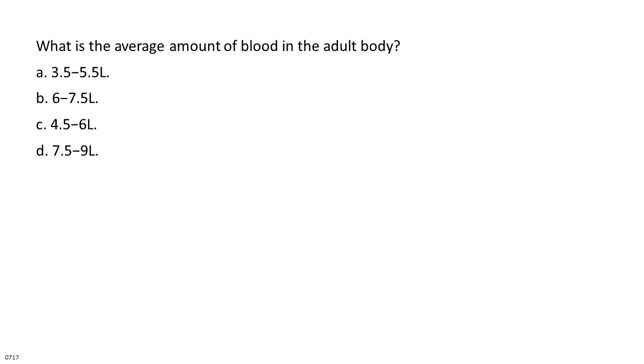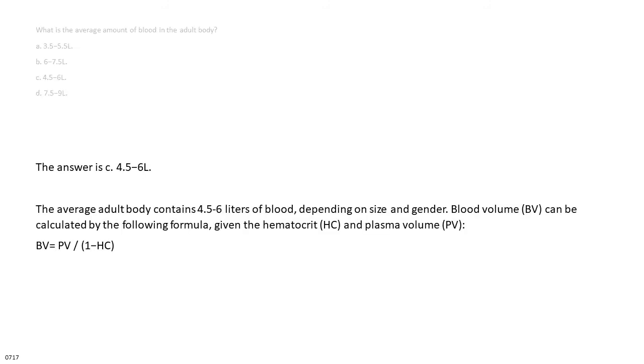What is the average amount of blood in the adult body? A. 3.5 to 5.5 liters. B. 6 to 7.5 liters. C. 4.5 to 6 liters. D. 7.5 to 9 liters. The answer is C. 4.5 to 6 liters.